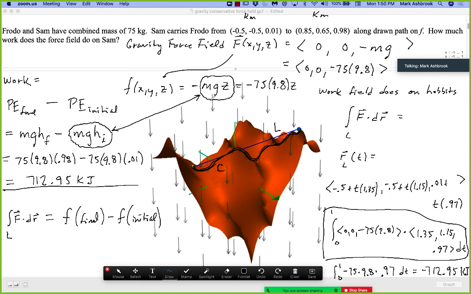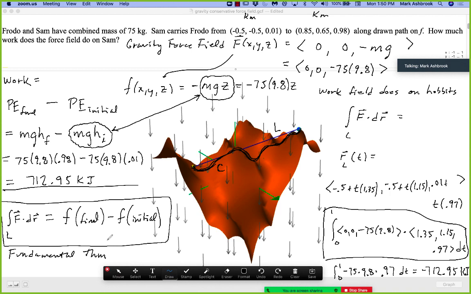Because this potential function is truly the potential energy at each point. So we get another way of calculating the line integral in a conservative vector field: find the potential function, evaluate it at the final point, evaluate it at the initial point, and subtract. And that should, to calculus experts, seem very familiar. What is that? Fundamental theorem of calculus. Yeah, so this is the fundamental theorem of calculus, but now for line integrals.